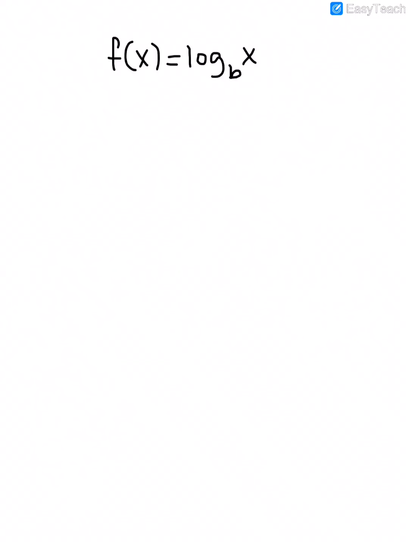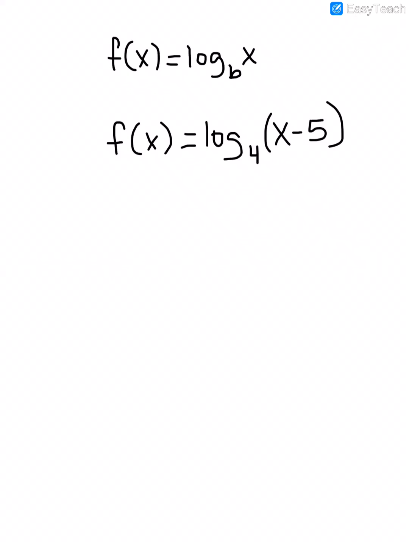Now, if we had something a little different, like this, and they asked us what the domain of this function is, the way that we figure that out is whatever the argument is, it has to be greater than 0. So to figure that out, we say, well, the argument, this, has to be greater than 0.